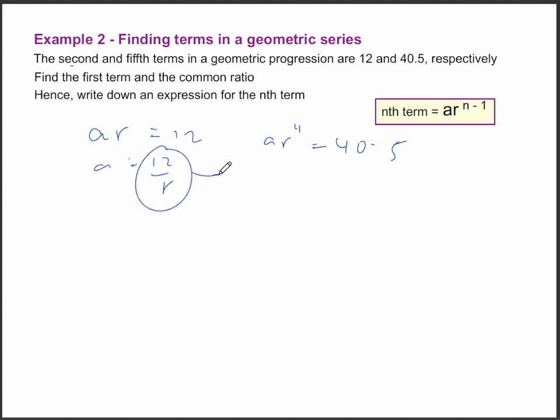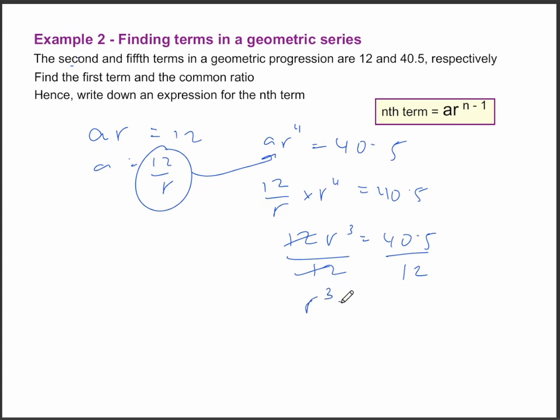And we're going to put that into A right here. So 12 over R times R power 4 equals 40.5. Which will be 12 R power 3 equals 40.5. Dividing by 12, we get that R cubed equals 3.375. Then take the cube root of R here. We will get that R is equal to 1.5. That's going to be our common ratio.